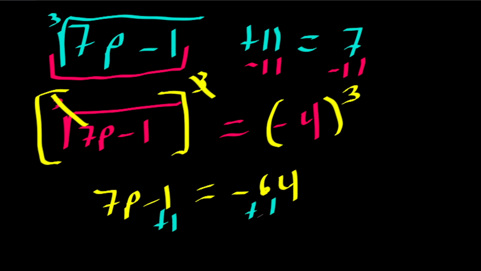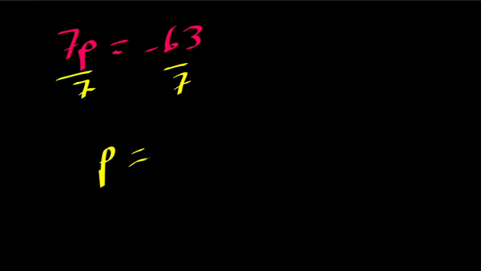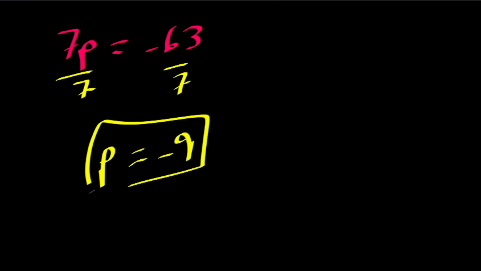If you're on this video, I would imagine you can probably do this in your sleep, but let's go through it anyway. So we would add 1 on both sides. 7p equals negative 63. Then we just need to get rid of 7 by dividing. So p is going to equal negative 9.